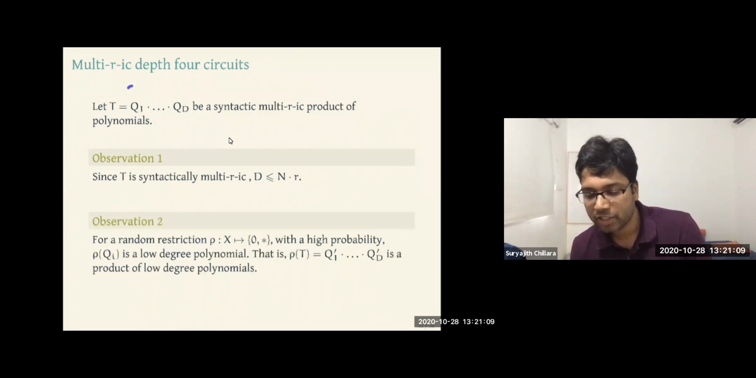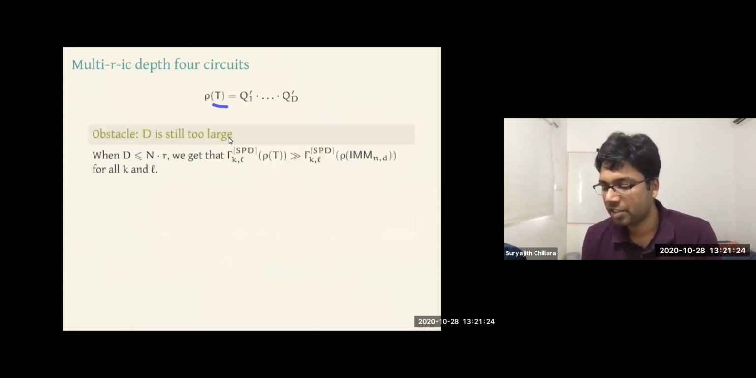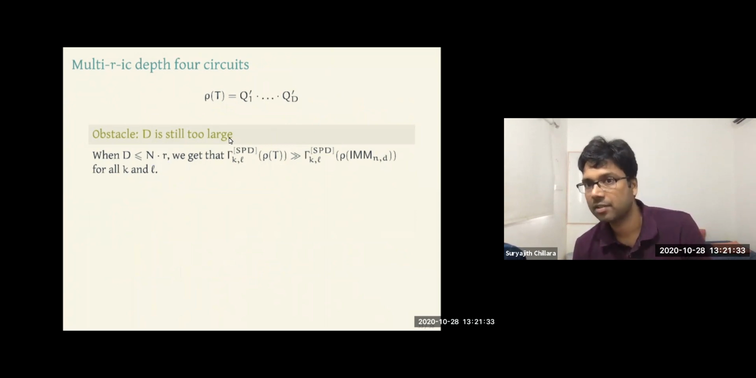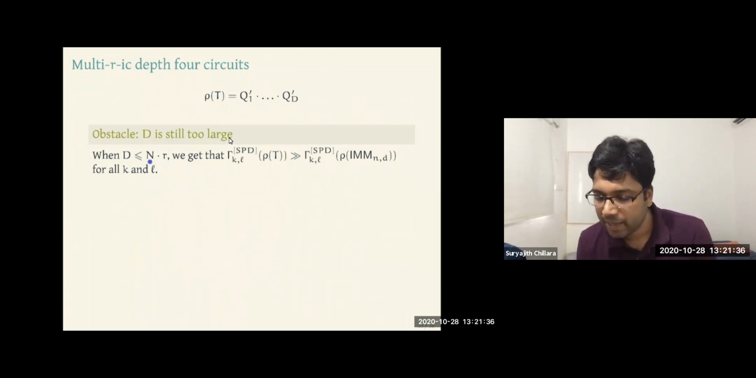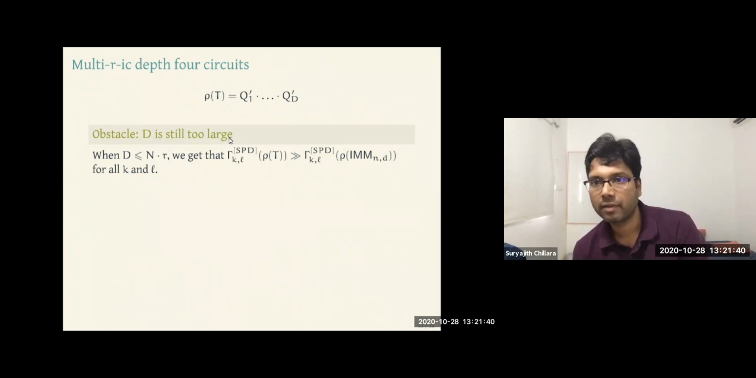We do not know what the structure of these polynomials is. These polynomials could be really high degree. So what we also observe is, if you take random restrictions, you can reduce high degree polynomials to low degree polynomials. So now, after random restrictions, we have a product of polynomials, each of which is low degree, and we have at most n times R of them. However, when you apply shifted partial derivatives, this n times R is not small enough.